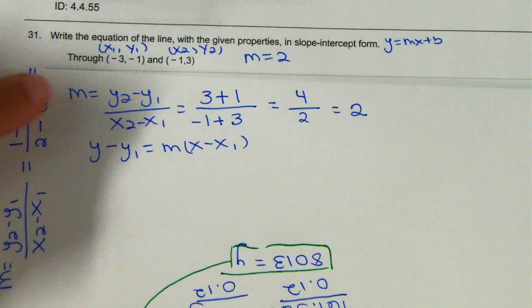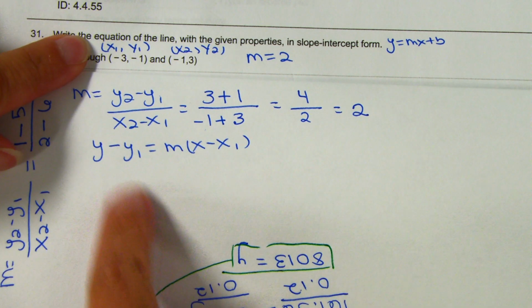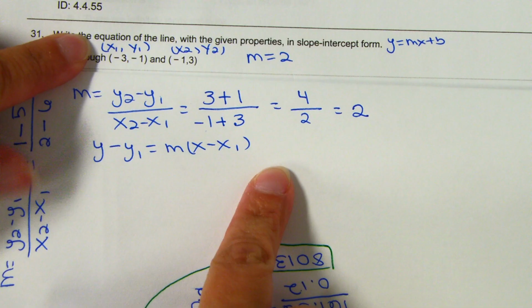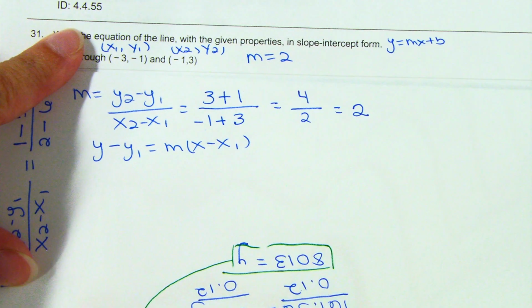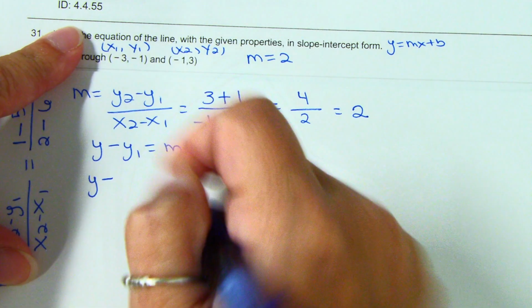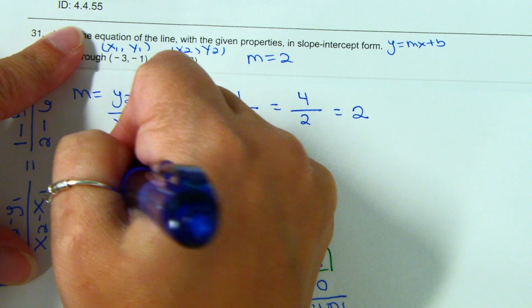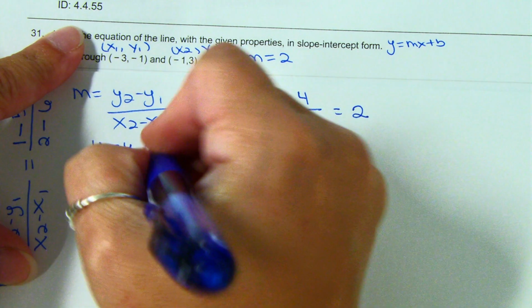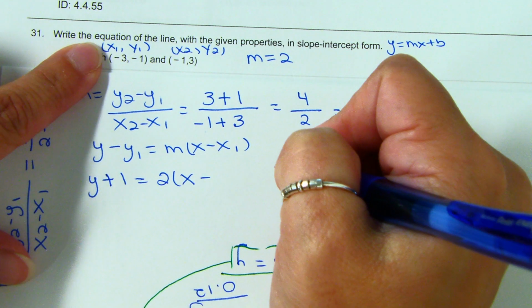If you want, you use the second point, and you're going to see we get the same thing as long as you do your math right. So y minus my y1, well, my y1 is a negative 1, so minus minus becomes a positive, equals m, which we just said is 2, times x minus my x1, but my x1 is a negative 3, so minus minus again becomes a positive 3. Don't know about you, but this one's actually a lot easier than the last one because there's no fractions, guys.